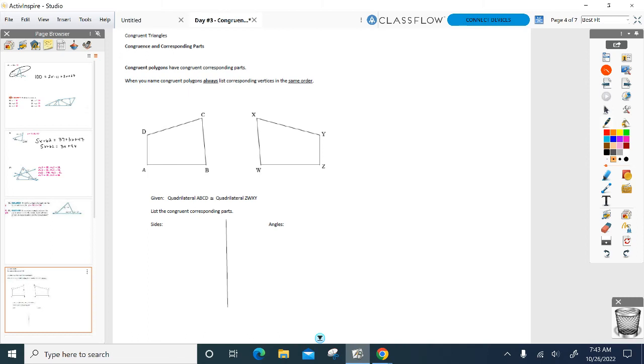We know when two segments are equal, when they have the same measure. We know when two angles are equal, when they have the same angle measure. Today, when are two polygons, two shapes, congruent to each other? Congruent.